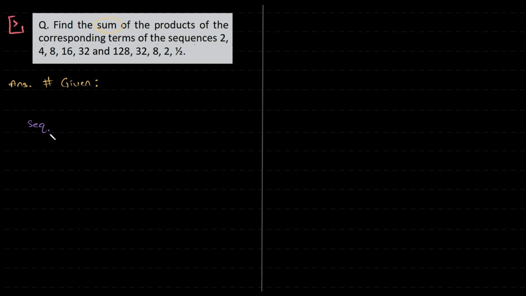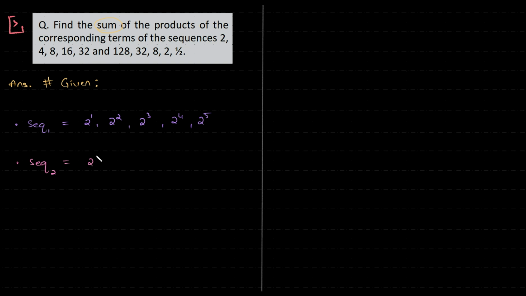So first is your sequence 1, which is 2. Second term is 2 square, 2 cube, 2 to the power of 4 and 2 to the power of 5. I am expressing all of them as powers of 2, clearly, right? Then I can write similar stuff with the second sequence as well.